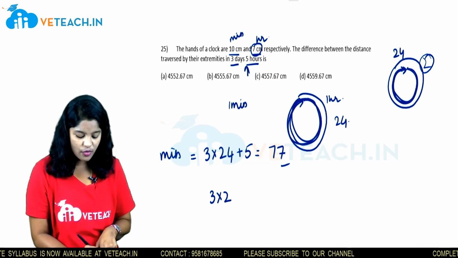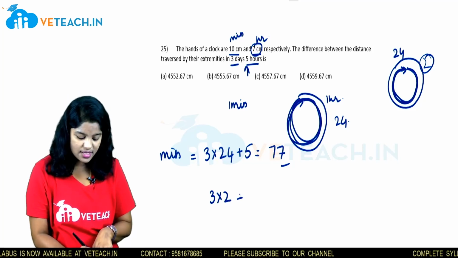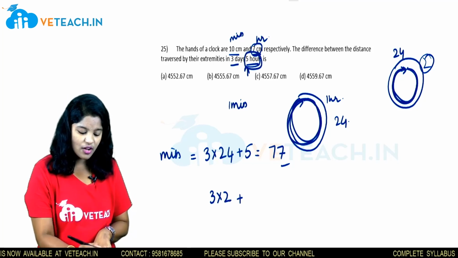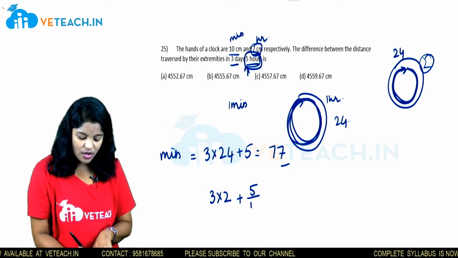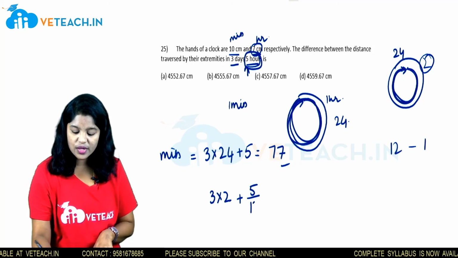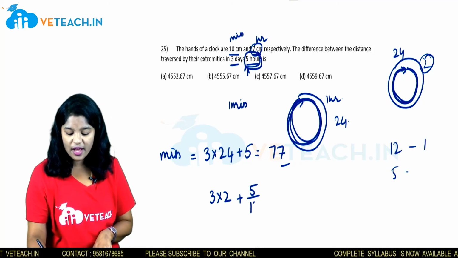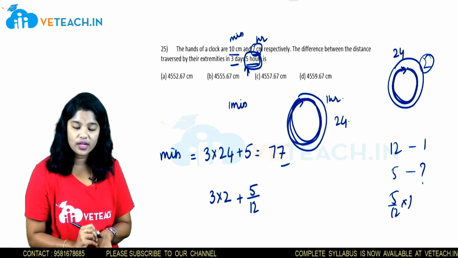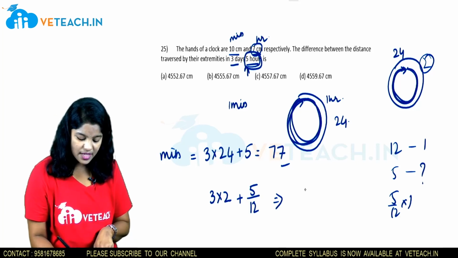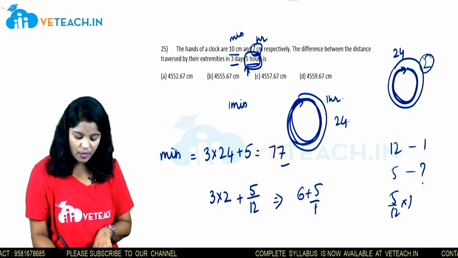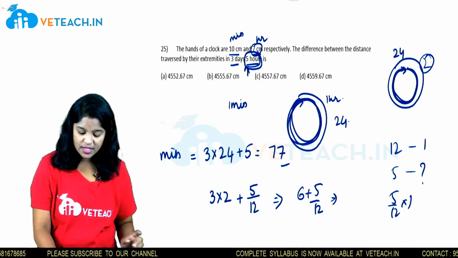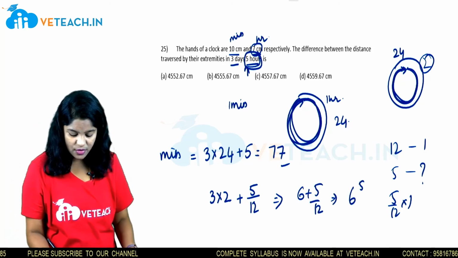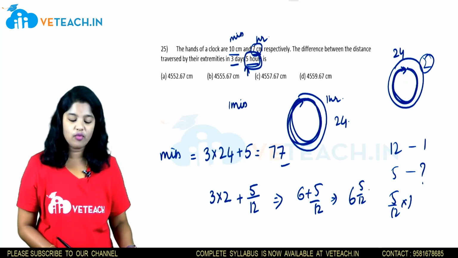For 3 days it will revolve 3 into 2, 6 times, plus again for 5 hours. 5 hours means, for 12 hours it will take 1 revolution, so for 5 hours it is simply 5 by 12 into 1. So that is equal to 6 plus 5 by 12, that is 36 plus 5, 6 5 by 12 times it will revolve.